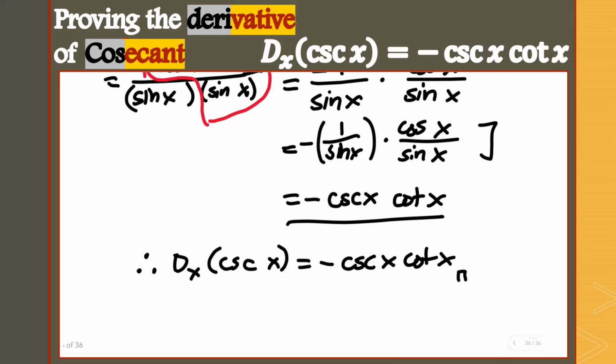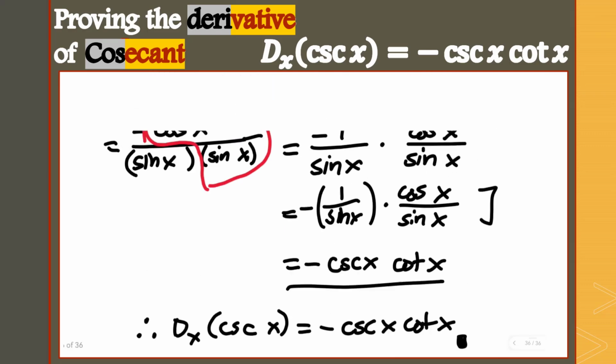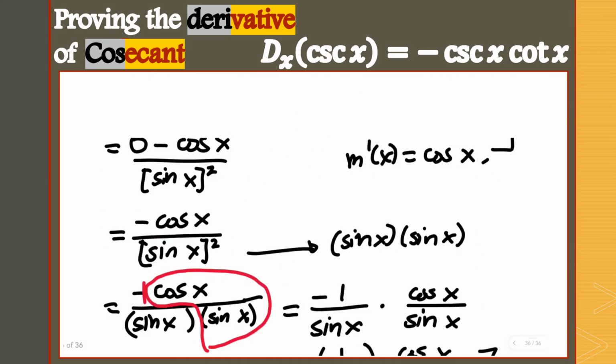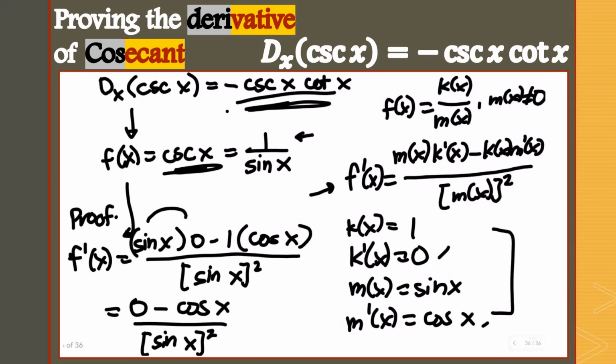And we will be using some of this in a few examples later on. So hopefully you were able to follow the proof for this, because this is like the secant x, unique in having its derivative a product of two other trigonometric functions.